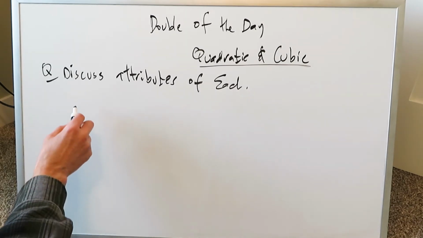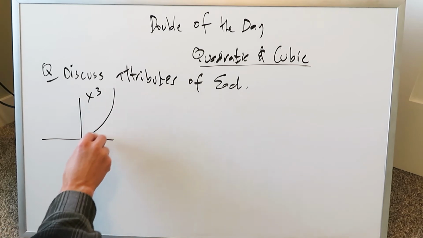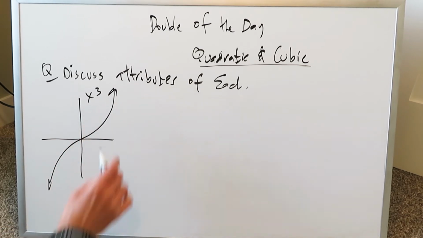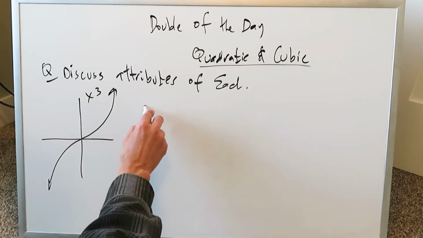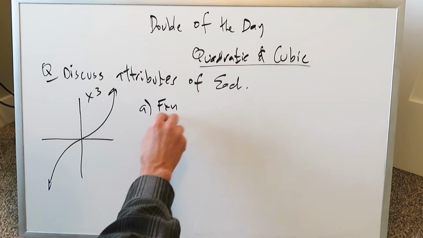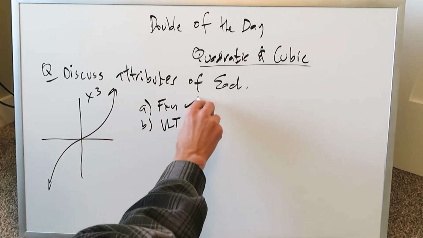Let's talk about the cubic function. A good representative of that is x cubed. A graph like that would look something like this. You need to memorize all of these with regards to their graphs. When you see something like this, you should be thinking x cubed. What are the attributes? Well, it for sure is a function because it passes the vertical line test. Any vertical line will always go through only one point.